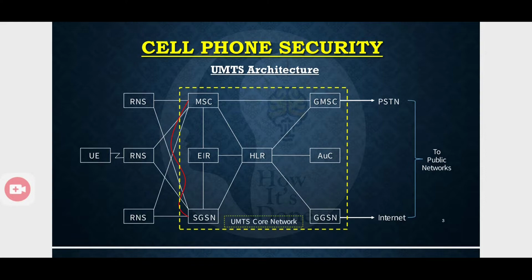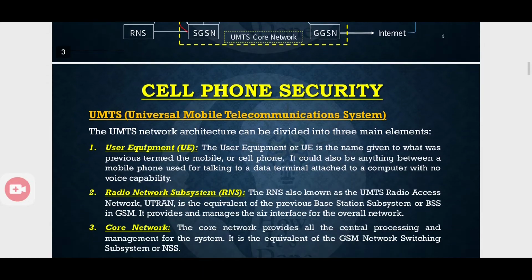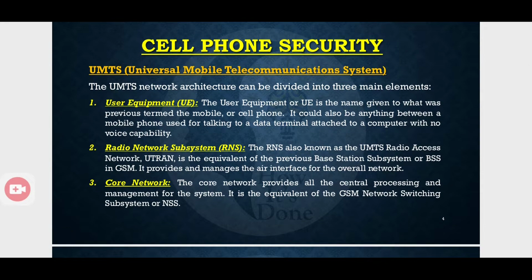You can see the architecture of UMTS in detail. In the figure, the three main components are user equipment, RNS, and the core network. The core network includes a number of other components. So the user equipment may be a mobile or a cell phone, that is the user equipment or user interface. It could also be anything between a mobile phone used for talking and a data terminal attached to a computer with no voice capability. That is actually user equipment.